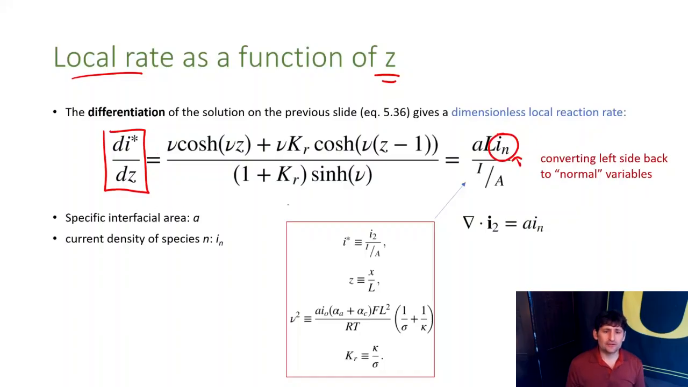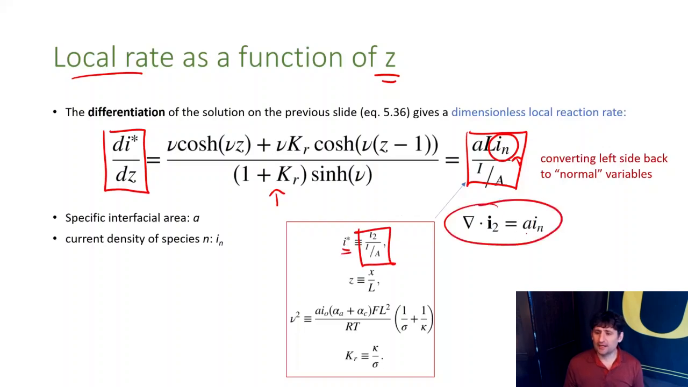So I can take the derivative, this is the derivative of that function, and I can just rewrite that derivative in terms of In, based on our definition of the dimensionless variables and our definition of I2, the gradient in I2 as the specific interfacial area times the normal current, which is what we actually care about. Okay, so now I have an expression also for the current, the actual current density that's passing from the solid to the electrolyte as a function of distance x through our porous electrode.